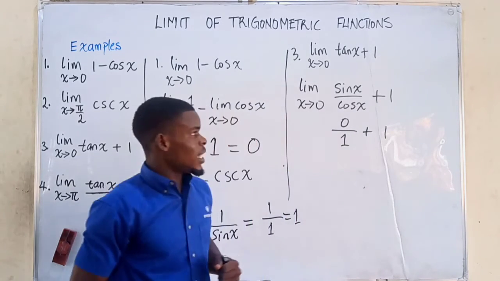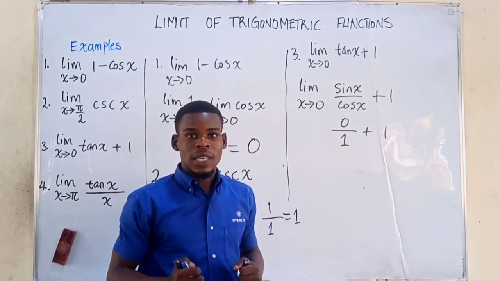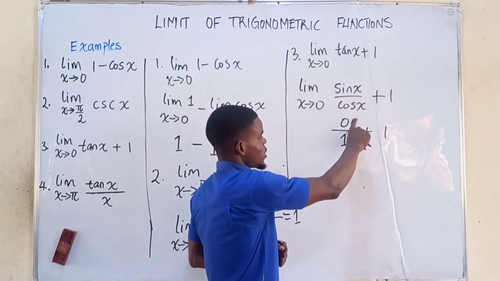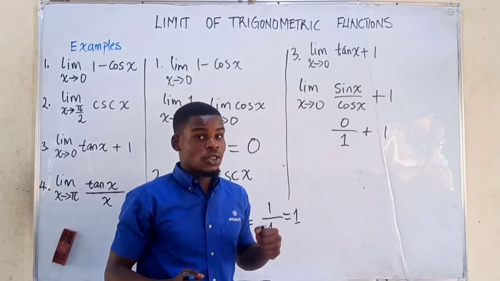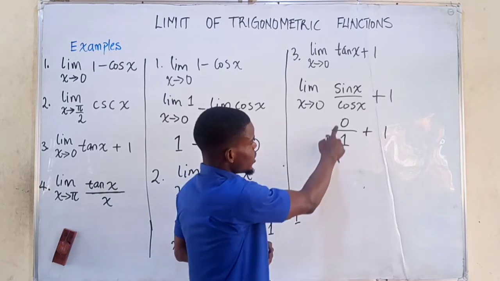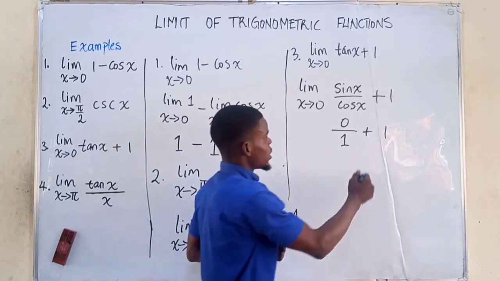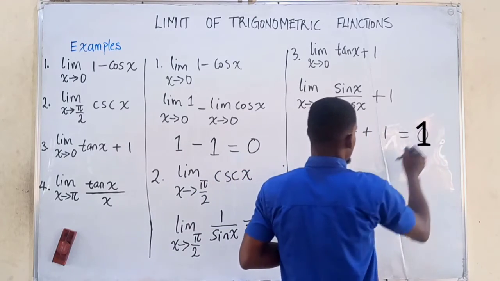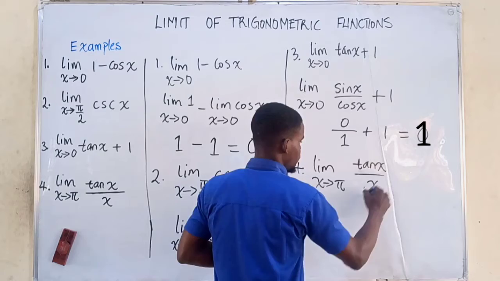Well, this is a limit of a sum of two functions, so it's going to be the sum of the limits. You take the limit of this one, which gives us 0 over 1. And we take the limit of 1. As x tends to anything, it's just going to be that 1. So this is 0 over 1. Well, 0 over 1 is 0. So 0 plus 1, the result here is just 1. So that's the result of that limit. Okay, let's look at the fourth one quickly.